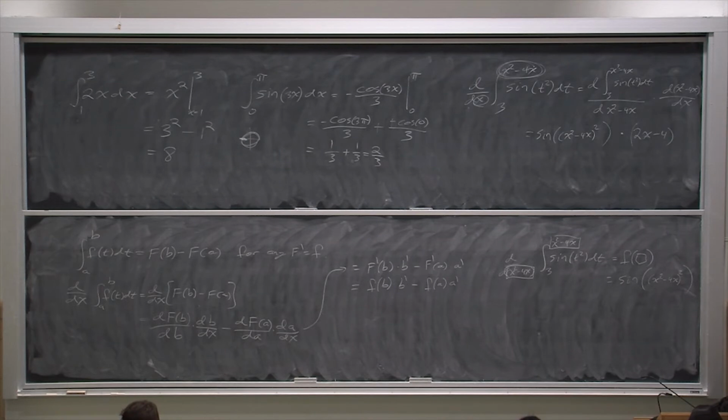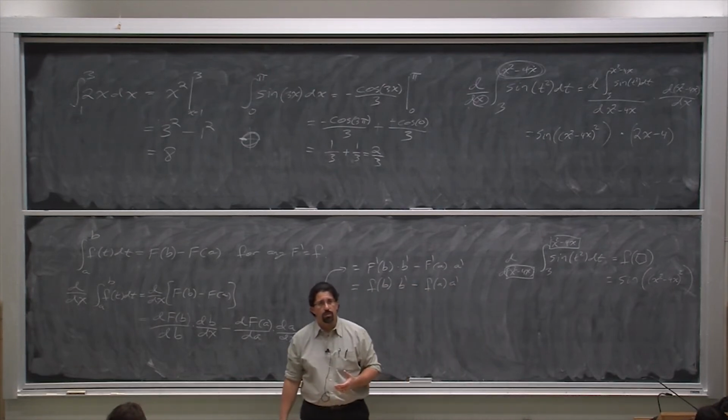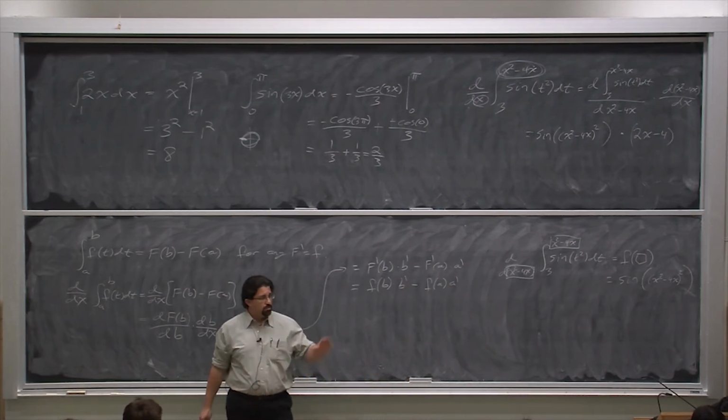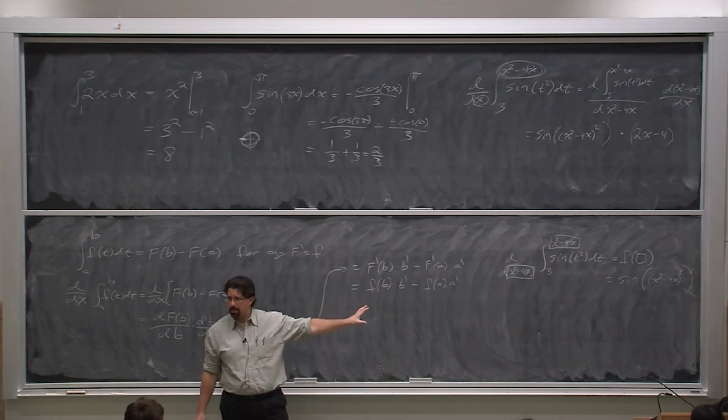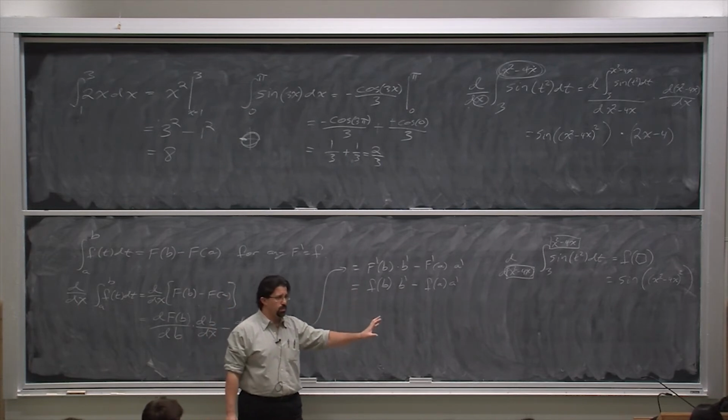And then if I need to multiply by the derivative of that, then that's just a part of the chain rule. That shows up naturally. Okay? You do this a couple dozen times, it becomes pretty straightforward.